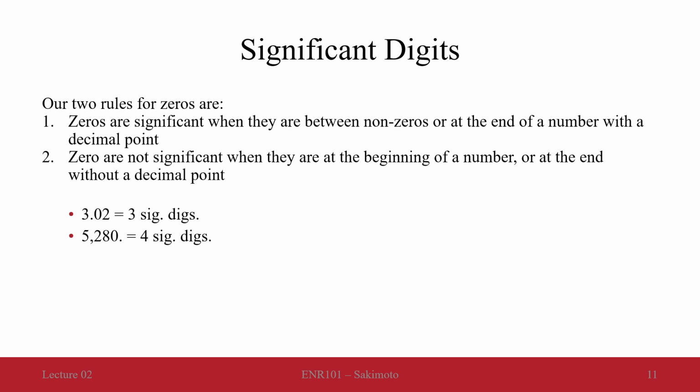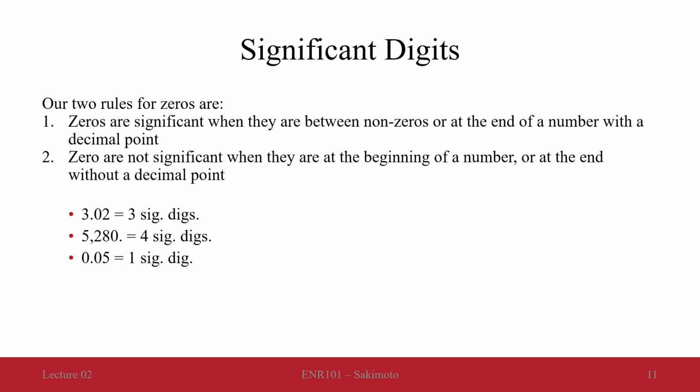If we see 3.02, the 3 is significant, the 2 is significant, and the 0 between the non-zeros is significant. So this number has 3 significant digits. You can sometimes write it as sigdigs, depending if you're cool or not. Similarly, if you see 5,280 with a decimal point, this 0 at the end of a number with a decimal point is significant, something that was measured, in this case estimated, giving us 4 significant digits.